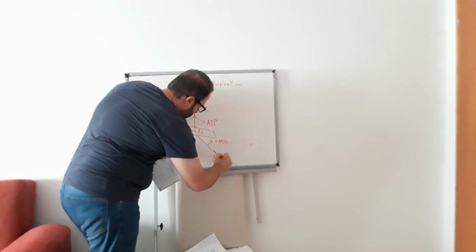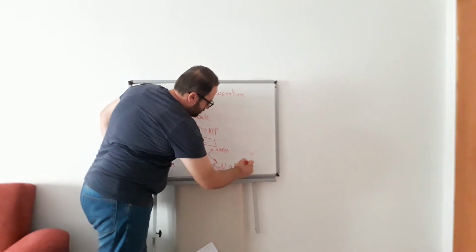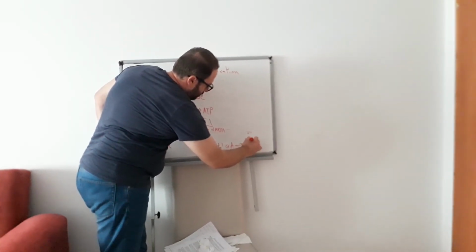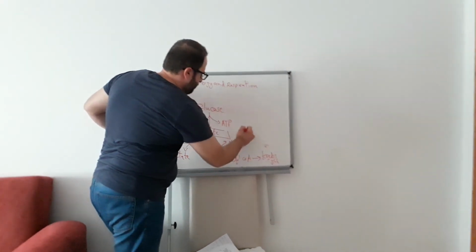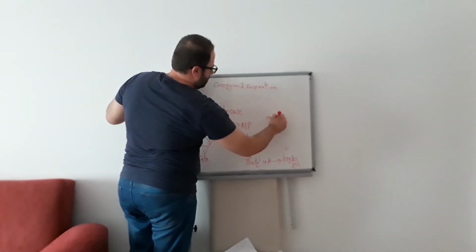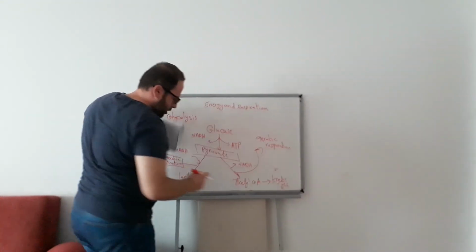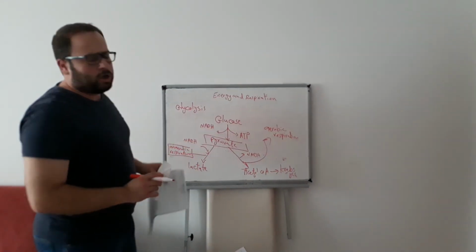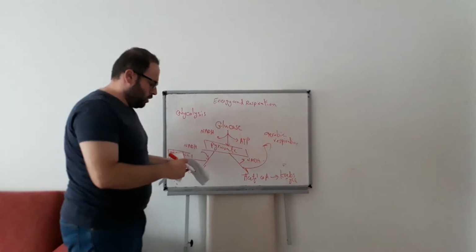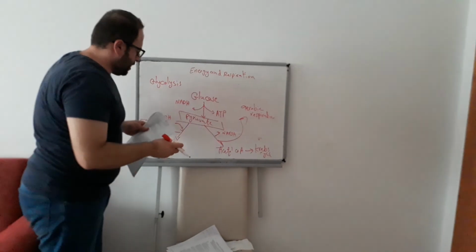In aerobic respiration, pyruvate is converted to acetyl-CoA, then acetyl-CoA goes to the Krebs cycle. That's okay. This is glycolysis. Next, we will talk about the Krebs cycle.